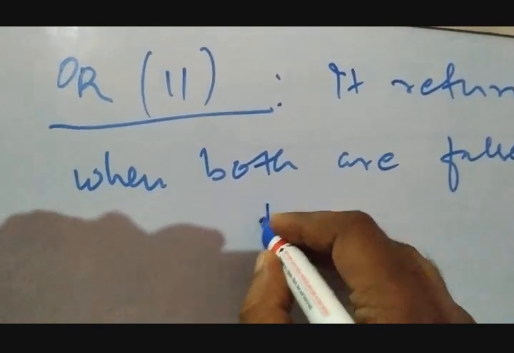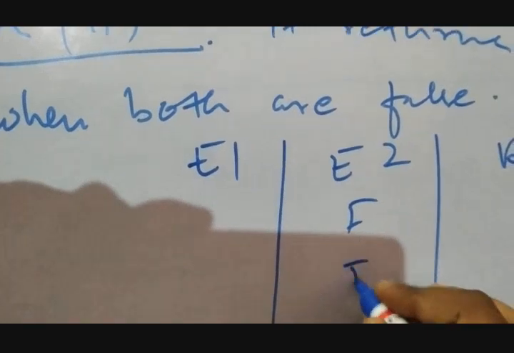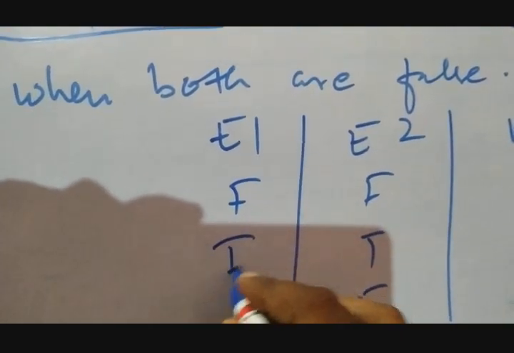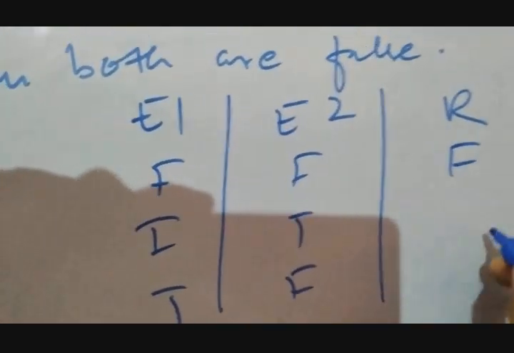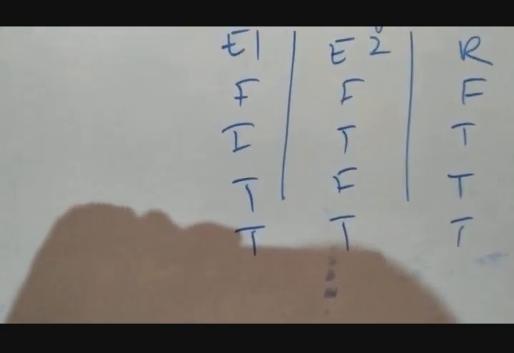What it means, if it is expression 1, this is expression 2, and this is the result. False, true, false, true. False, false, true, true. So this is the false: false, false, false. Otherwise true, true, true. That means if any one of the conditions is true, then it is true.